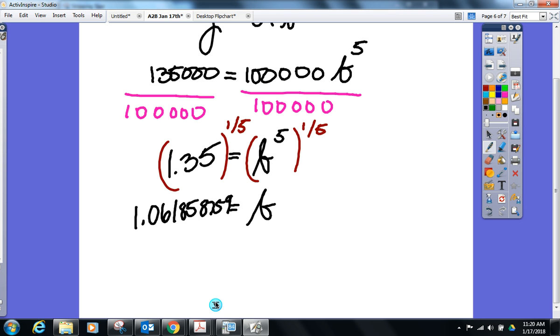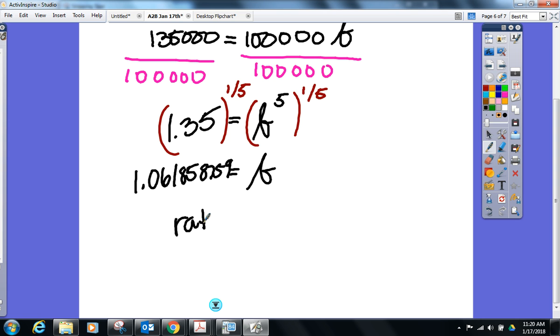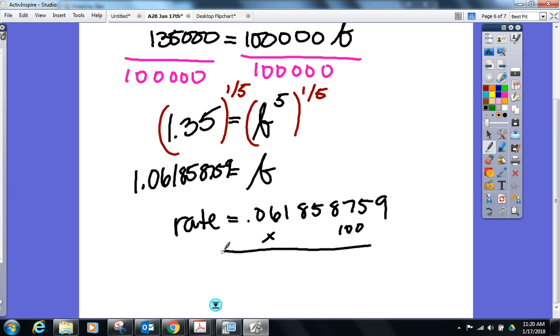So your rate would actually be 0.061858759. That's your rate as a decimal. Directions said nearest percent, though. There you go. Times it by 100 and round to the nearest percent. What are we looking at? About 6% growth.